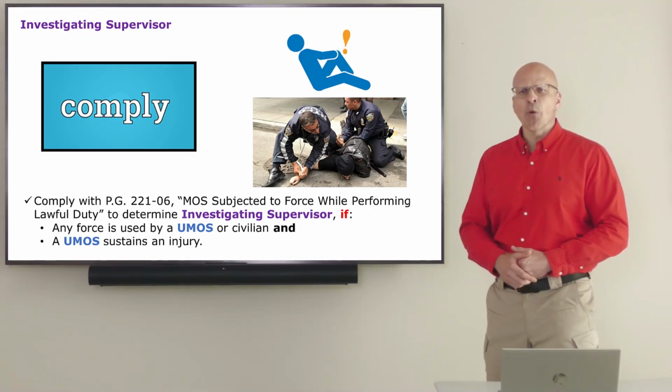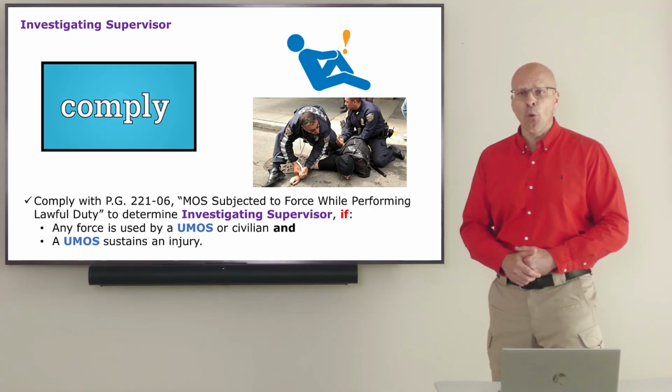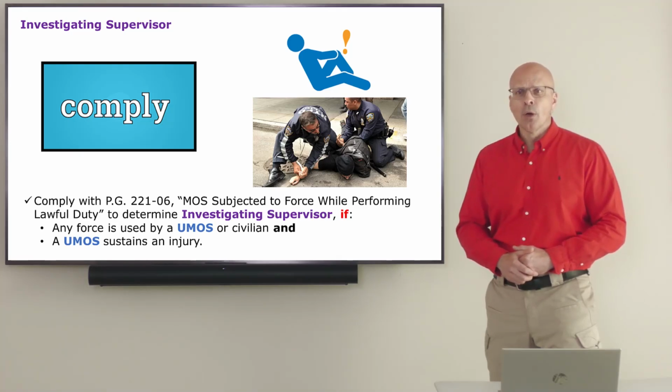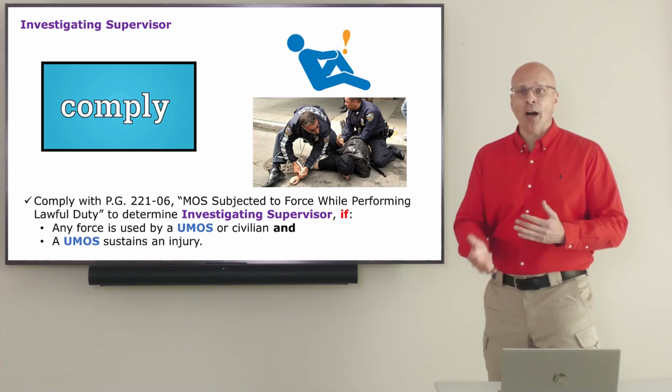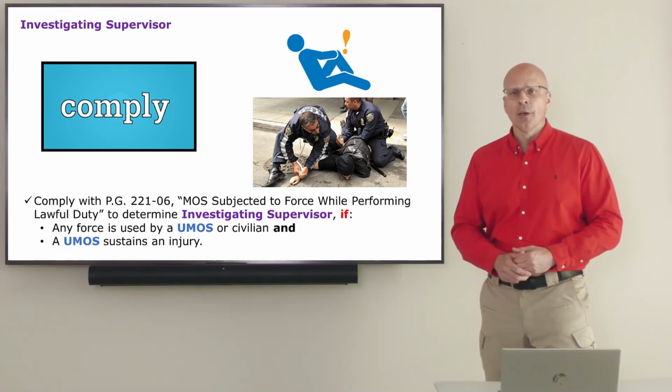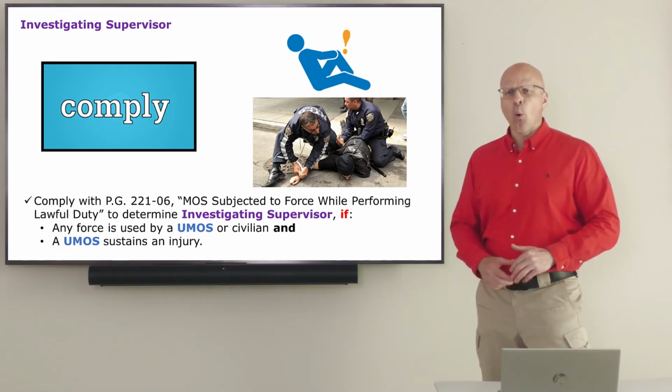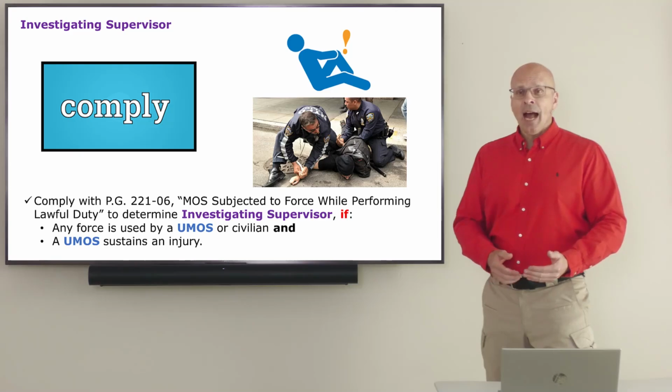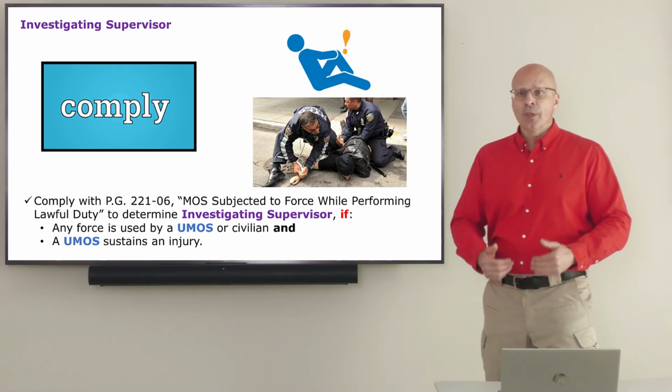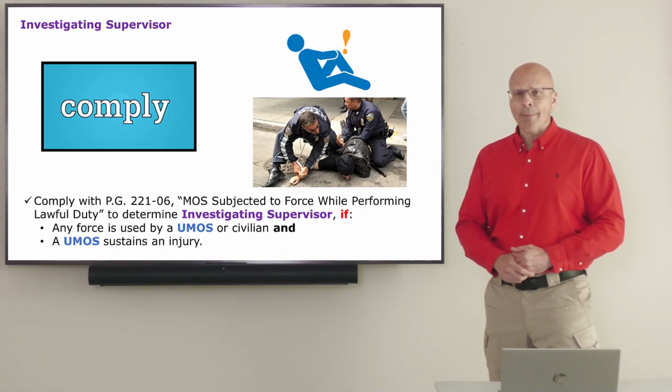But I also have to do a force investigation because I used a level of force, level 1. I tackle him. 221.03, a force investigation will be conducted also. So I'd have to follow 221.03 and this procedure. So this is a little bit poorly written here. But you might have to follow these other two procedures if you have a uniformed member of service who is injured.